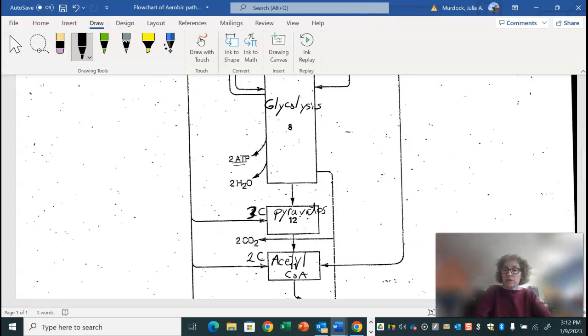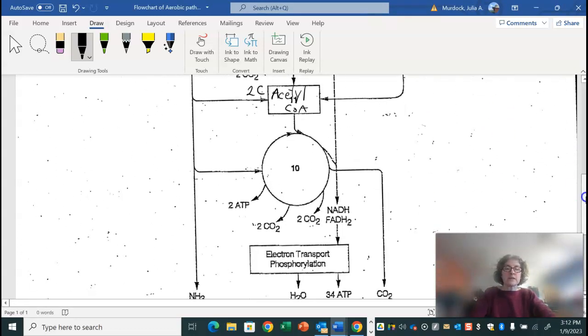And then those 2 carbon units go down and enter the, whoops, please just work. Just work. Come on, down, down, down. There we go. Okay.